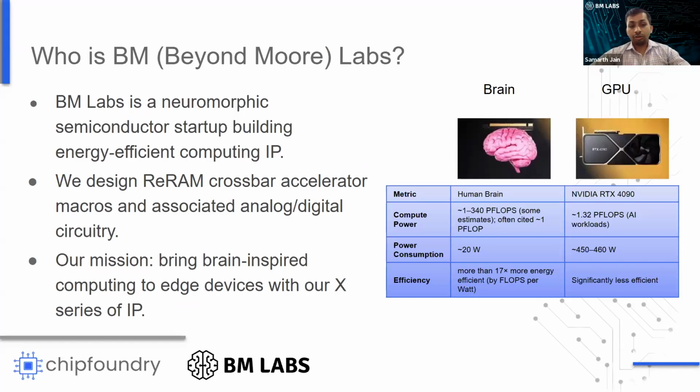So we build neuromorphic semiconductor IPs, which are energy efficient. As Marwan mentioned, it's based on ReRAM. Basically, it's a ReRAM crossbar accelerator with mixed signal peripherals, right? So it's not just single ReRAMs, it's a full working macro. Our mission is to bring brain-inspired computing to edge devices via our crossbar series chips.